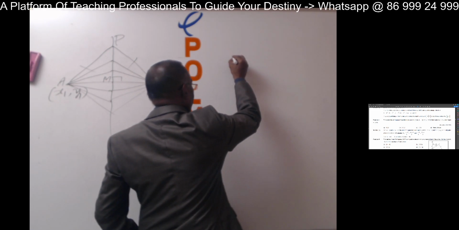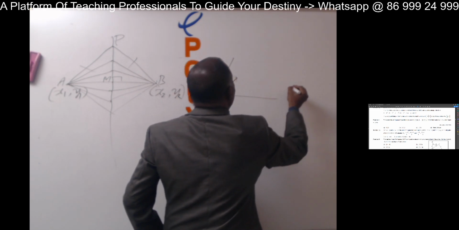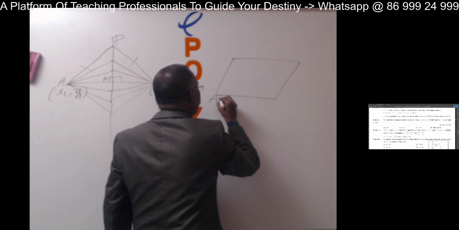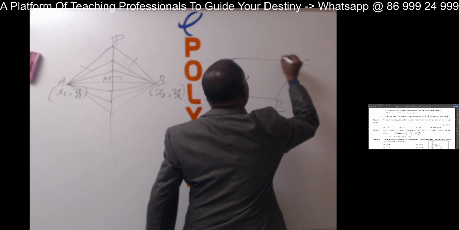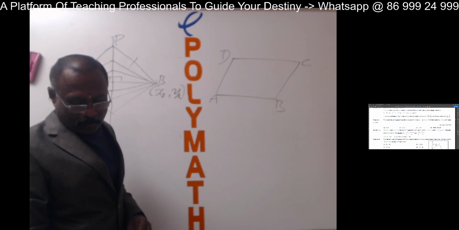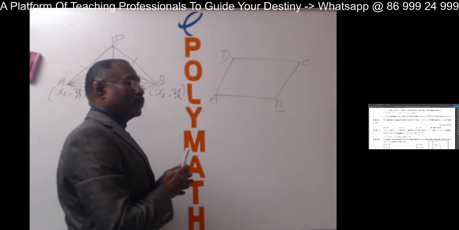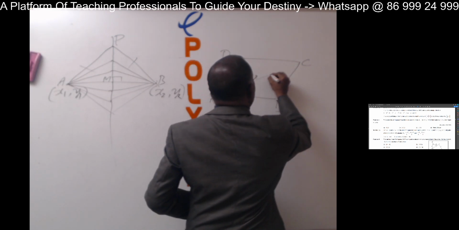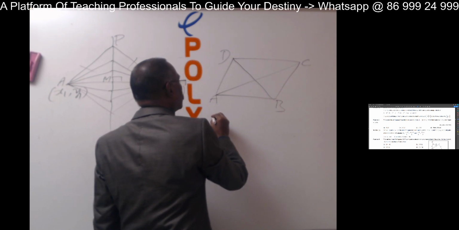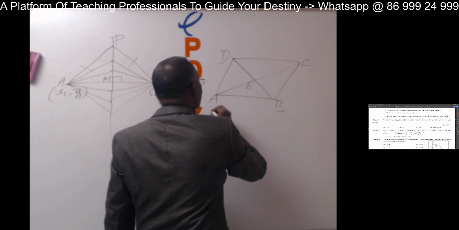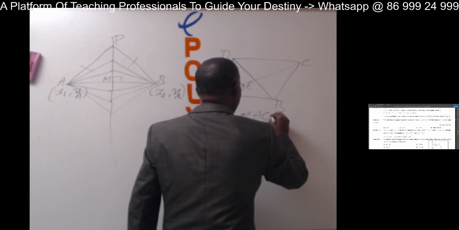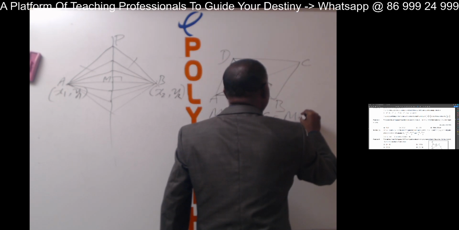See, if you take a parallelogram A, B, C, D, then in a parallelogram, the diagonals bisect each other. That is, the midpoint of AC is equal to the midpoint of BD.